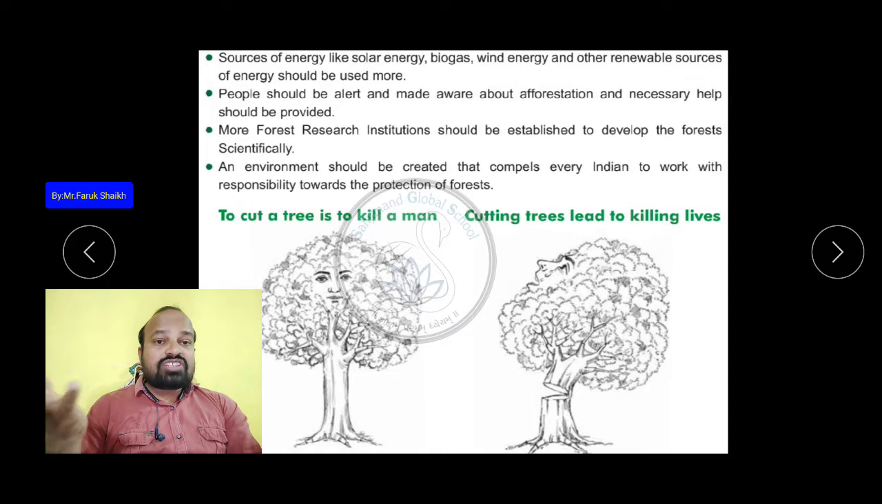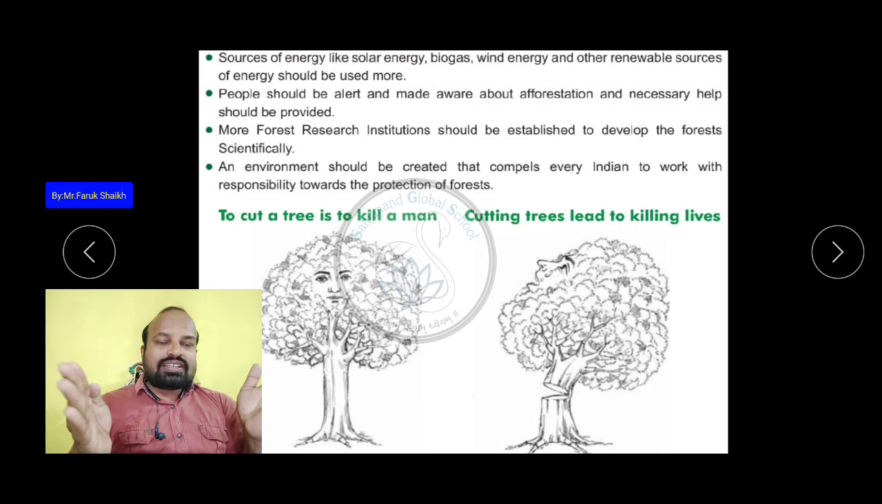To develop the forest scientifically, more forest research institutes should be established by the government. In this way they can develop more and more forest scientifically, which is also not a burden to the people. The trees are not a burden to people, and without the roots a forest cannot be grown. So we have to think scientifically.